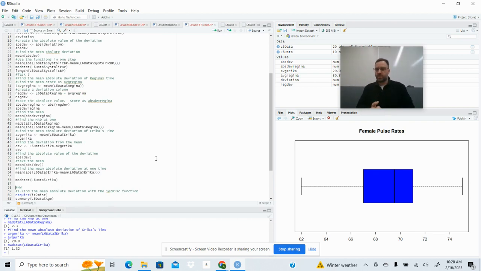So now what I want you to do is calculate some of those statistics by hand, and then also use R to make your job a little bit easier.